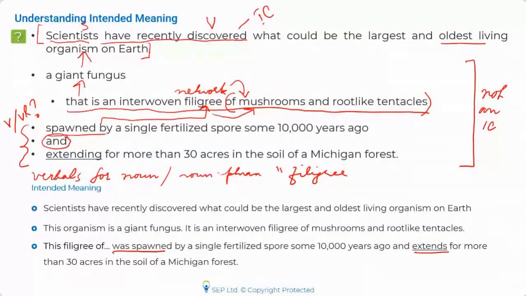Yes, Shashank, we can. You just need to ask what spawned by. Now, spawned by anyways will not make sense, no? If you have a by after the verb, then the doer of the action is always in the passive voice.